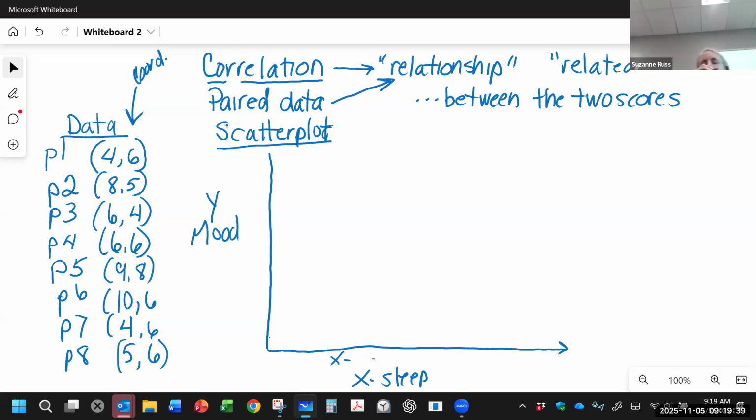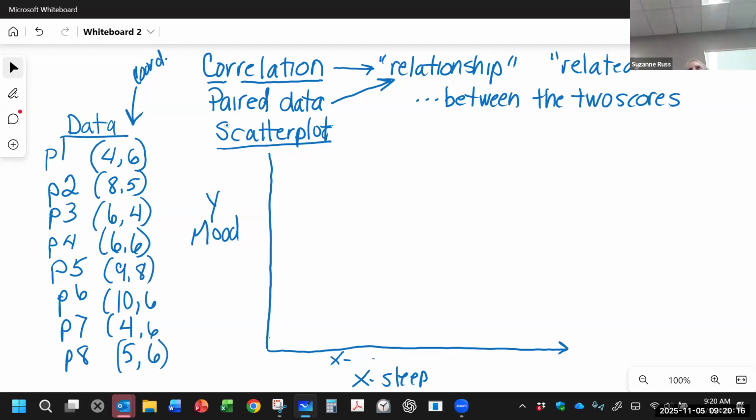Now, let me ask you a question. What do you think is going to happen? Would you expect that as the hours of sleep increased, mood would also increase? Or would you expect the reverse of that? As the numbers of sleep increase, a person's mood would get worse. Which would you expect? As sleep increases, would mood improve? Or would mood get worse? Go ahead, Sequoia.